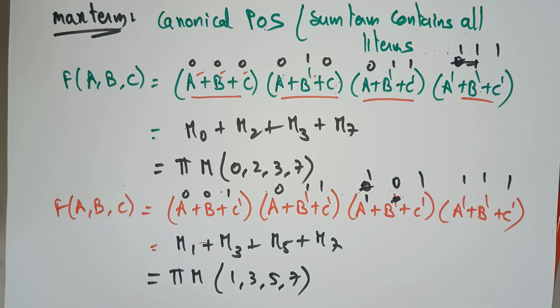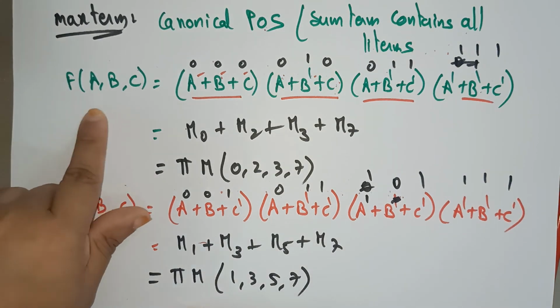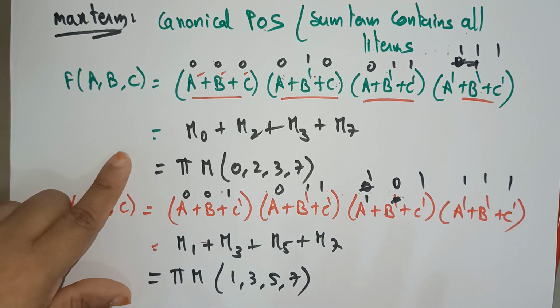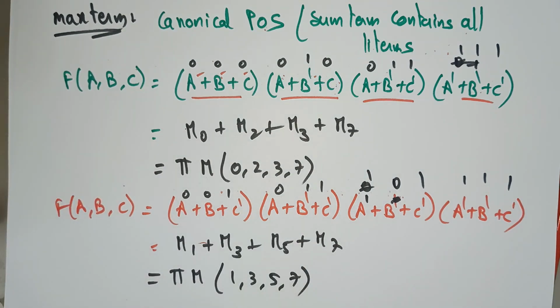I think you now have clarity on what a min term and a max term are, the canonical product of sums and the canonical sum of products. Remember, students, each term, either the sum term or the product term, contains all literals, meaning all the variables that we have taken. All 3 variables should be present. Then we can say these expressions are in canonical form. Thank you.